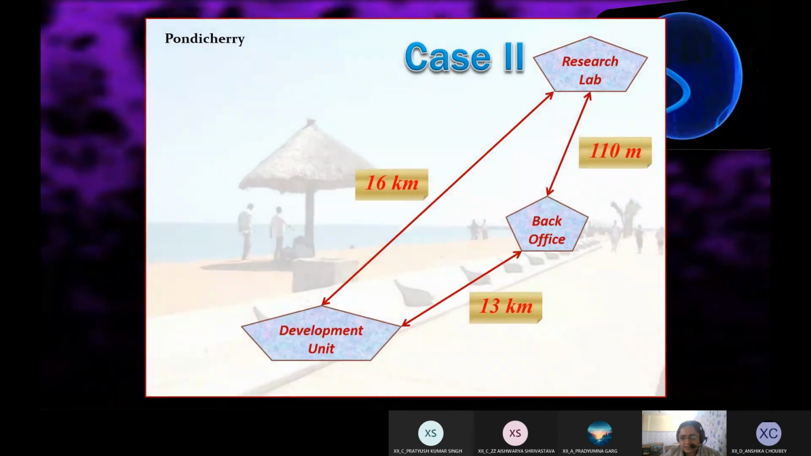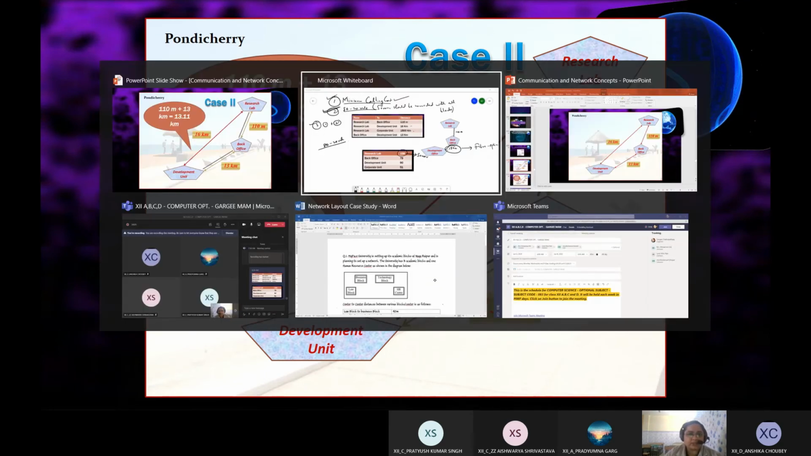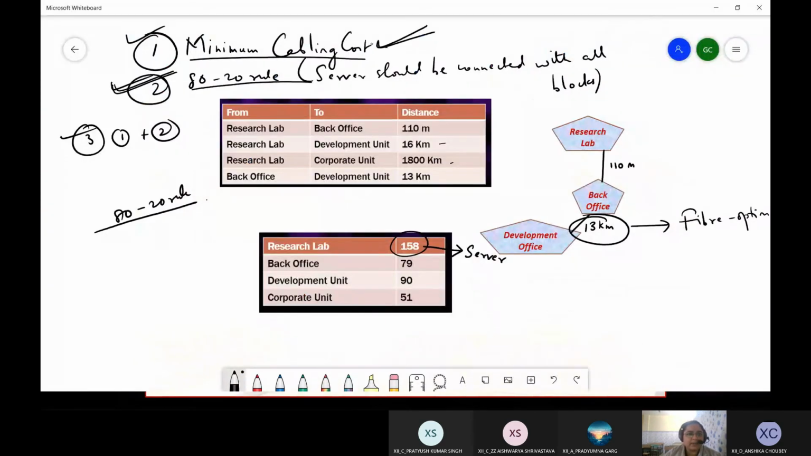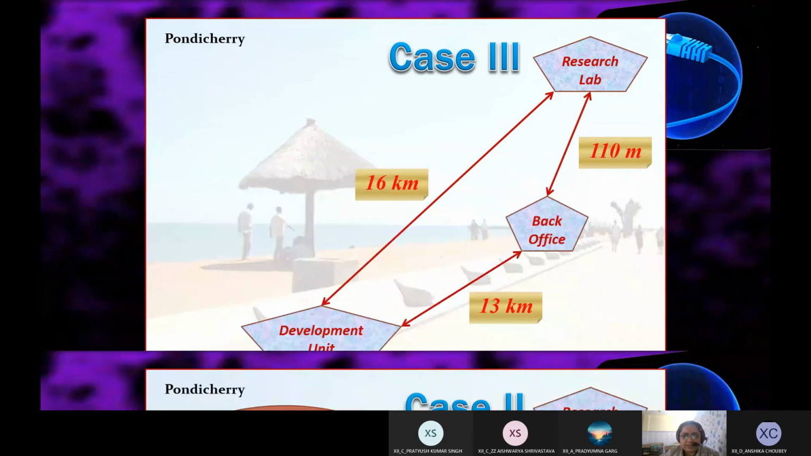Second is case 2. Let's see what is case 2. 110 meters plus 13 kilometers, that is 13.11 kilometers. As we can see, these two are shorter distances as compared to 16 kilometers, right? So what is the thing which we are stressing on? We are stressing on minimum cabling cost. What are we seeing here? Minimum cabling cost.